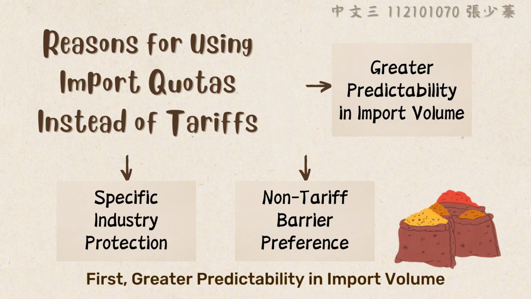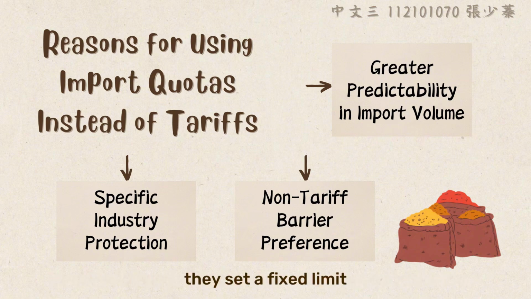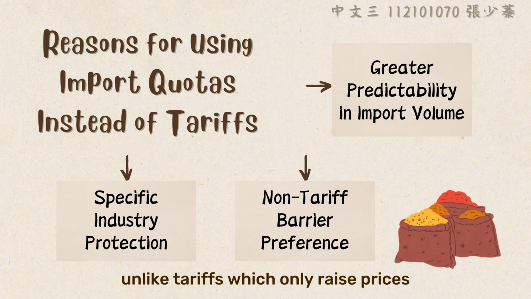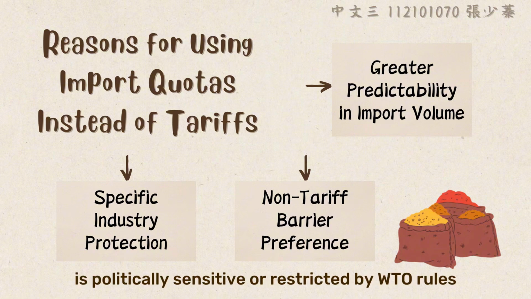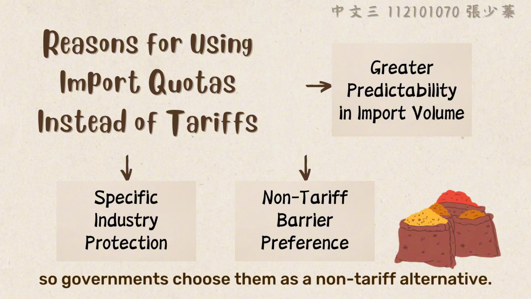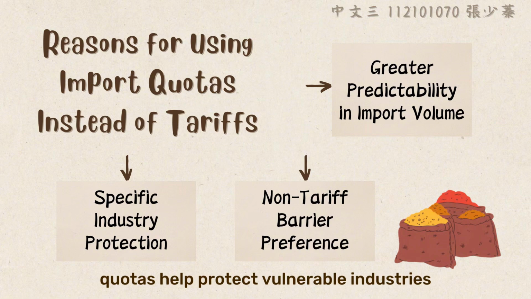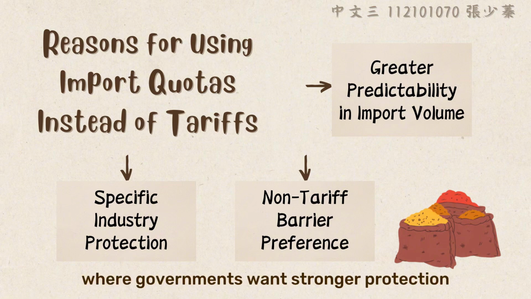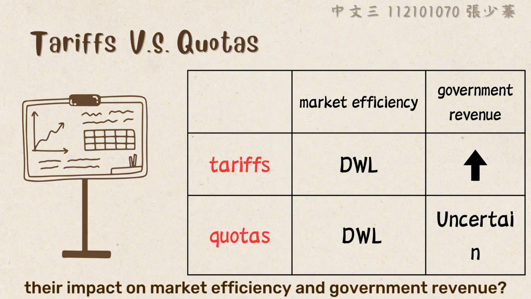First, greater predictability in import volume. Because they give more control over import volumes, they set a fixed limit, unlike tariffs, which only raise price. Second, non-tariff barrier preference. Quotas are useful when raising tariffs is politically sensitive or restricted by WTO rules, so governments choose them as a non-tariff alternative. Third, specific industry protection. Quotas help protect vulnerable industries, such as agriculture, where governments want stronger protection for food security and farmers.